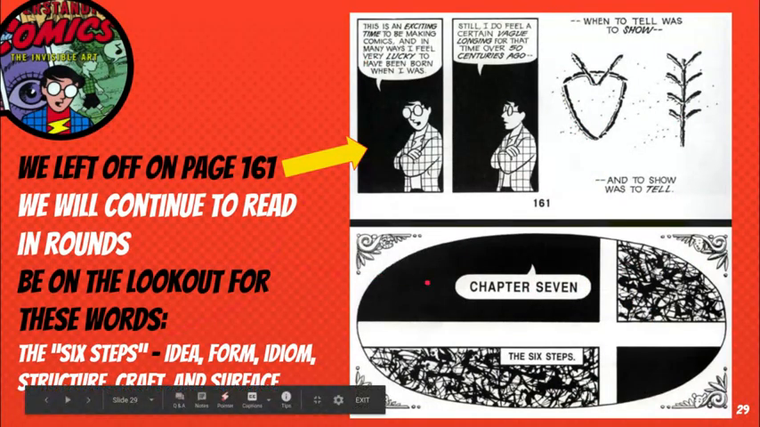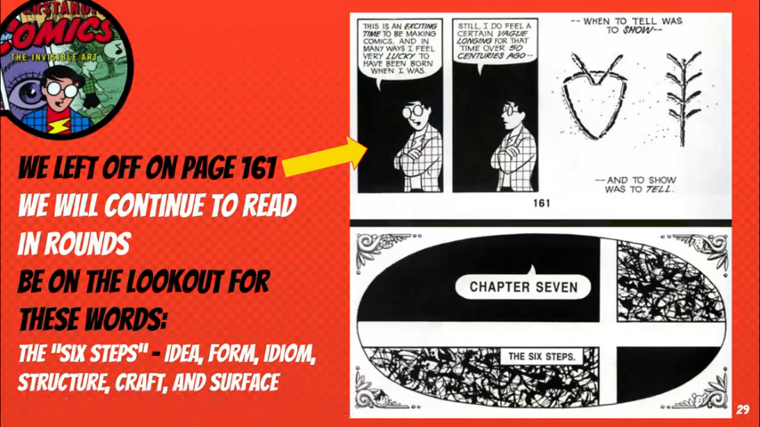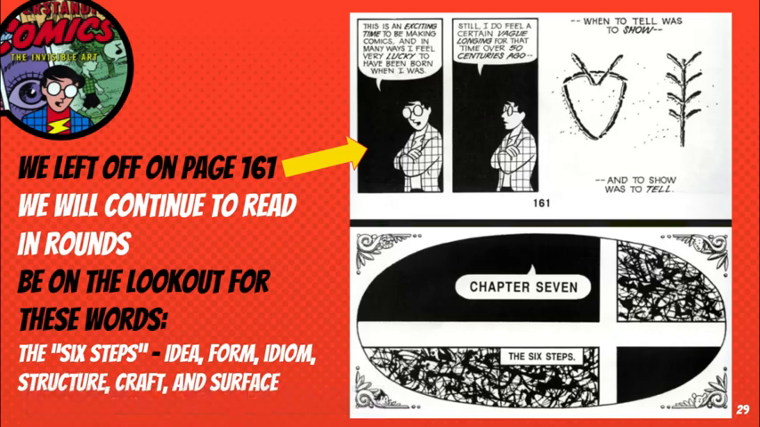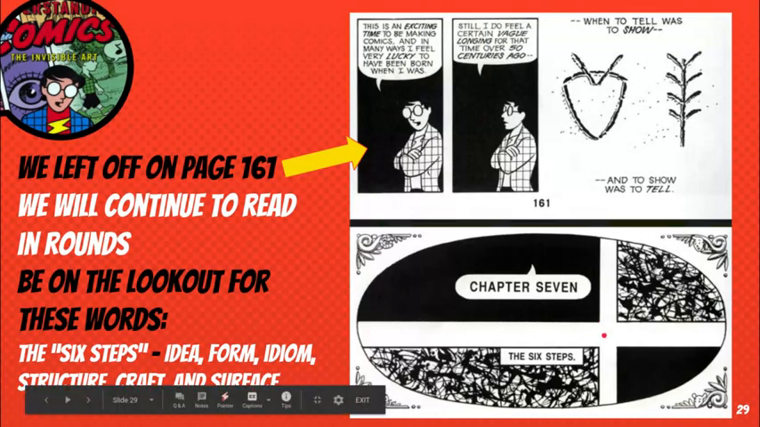While we were reading chapter 7, we were looking for these words, or the 6 steps on your vocab sheet: idea, form, idiom, structure, craft, and surface. All of those terms come up in chapter 7, which is about those 6 steps. I would suggest you pause the video here and read chapter 7 before moving on, because I'm about to go over the summary of chapter 8. So please pause the video here, read chapter 7, and when you're ready, hit resume.